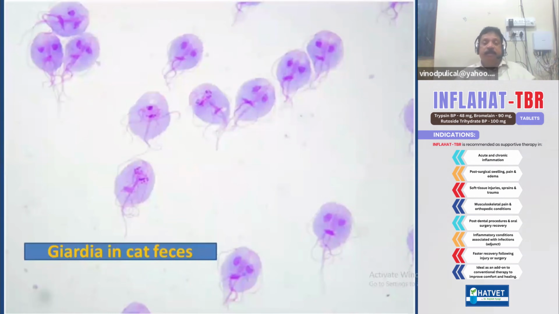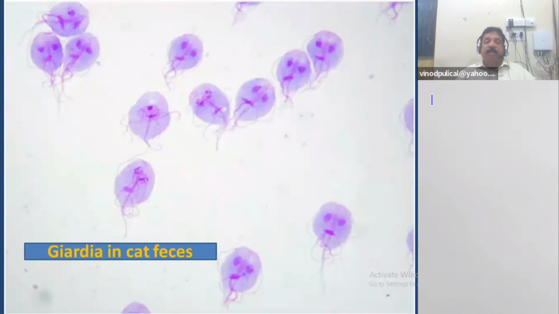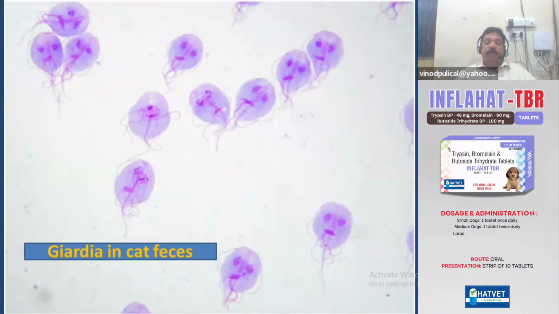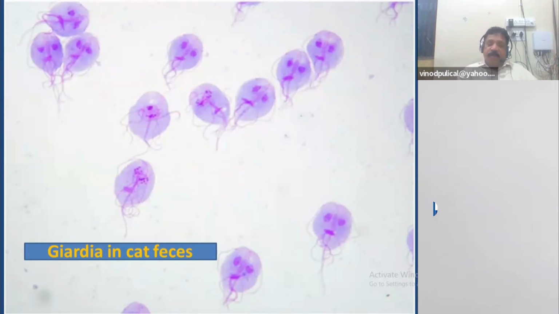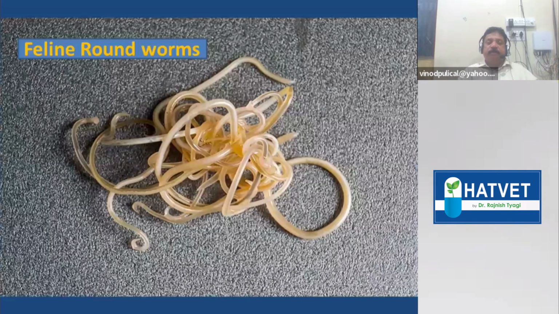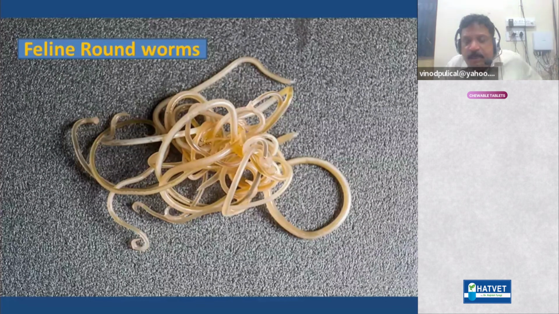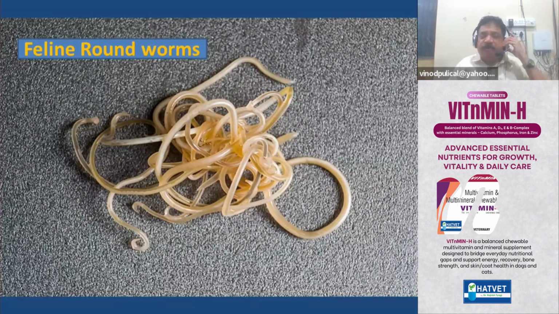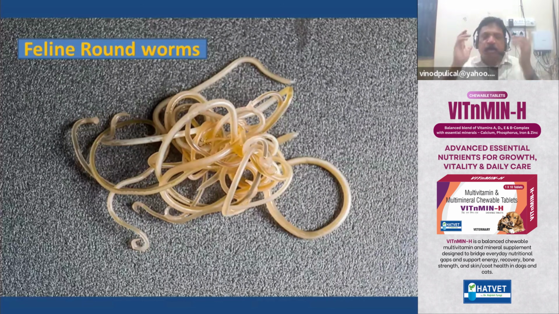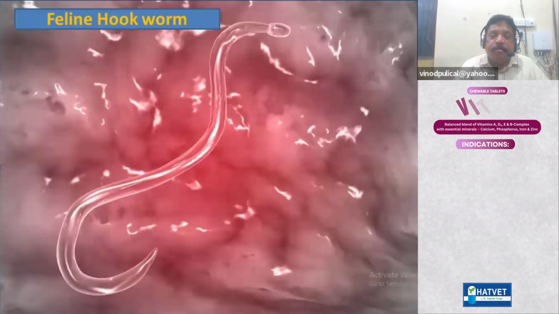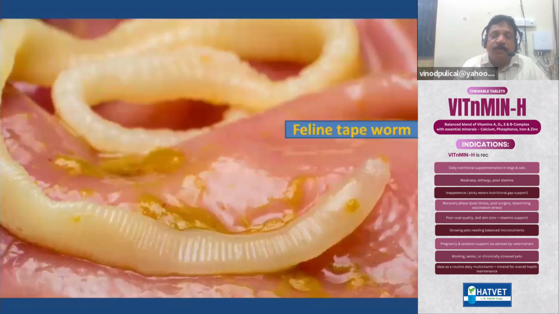See, these are stained smears of diarrhea in the feces of the cat. You can see the flagellated organisms, highly zoonotic in nature. These are the typical round worms. All the doctors might have seen roundworms several times, and fenbendazole is the best anthelmintic for the cat. This is the hookworm of the cat, tapeworm. All this is familiar.